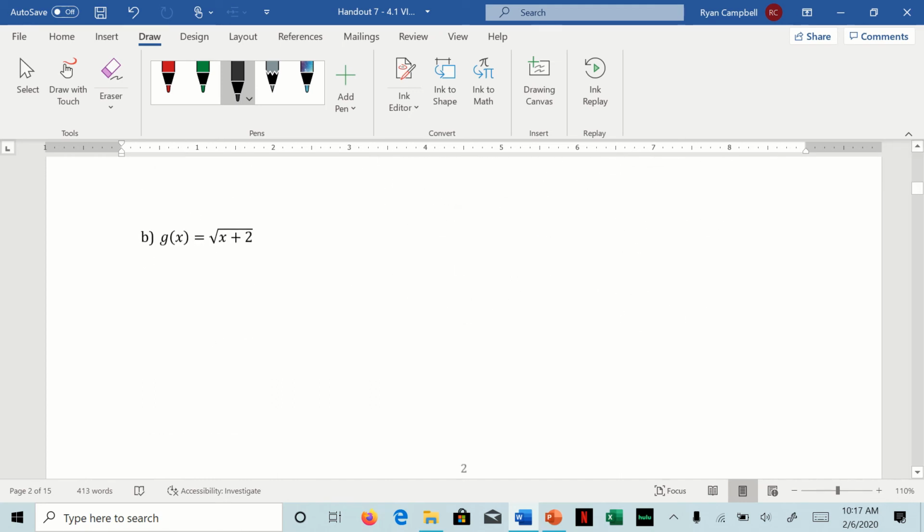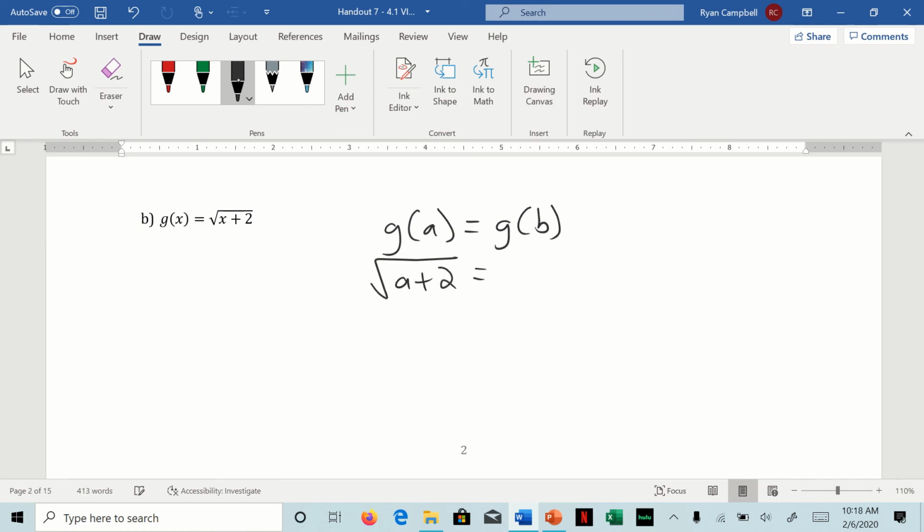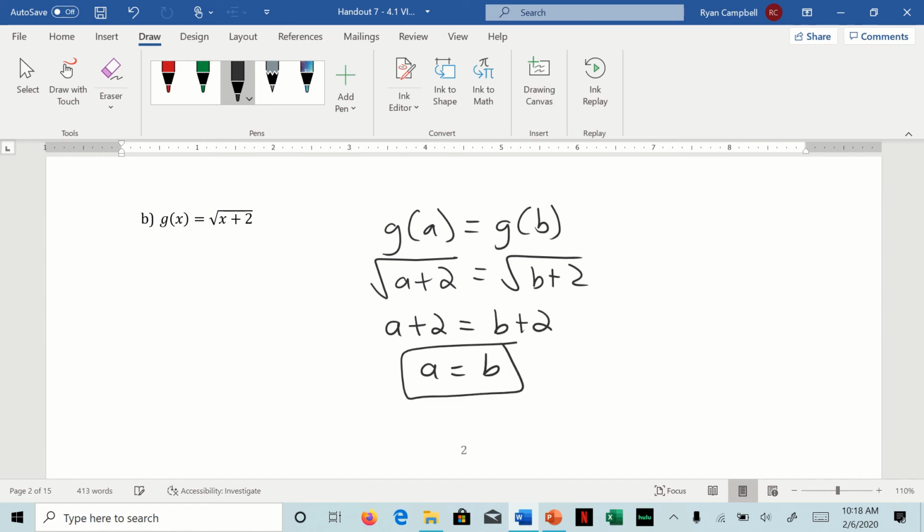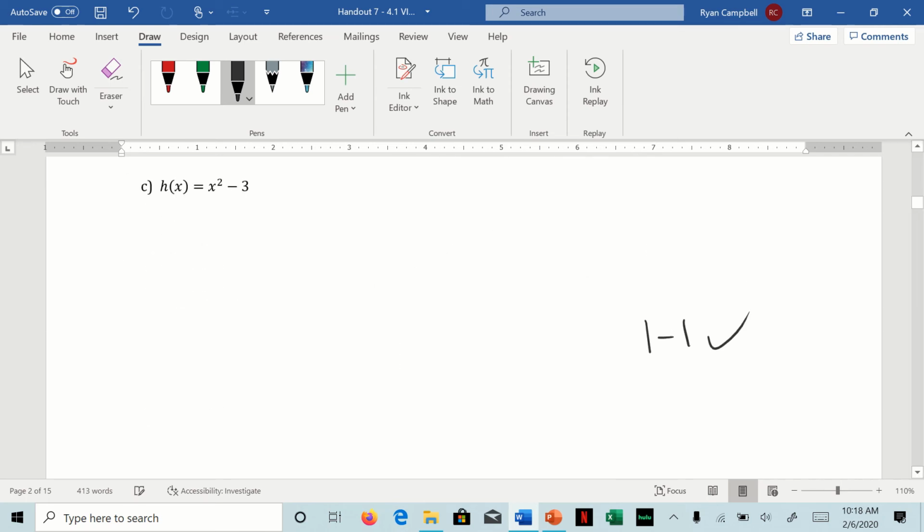Let's do another example. So g of x equals the square root of x plus 2. Once again, we assume g of a equals g of b. We can substitute that. To go further, we can square both sides. So we get a plus 2 equals b plus 2. And then subtract 2, a equals b. All right, we got what we wanted again. So one-to-one. All right, let's try this last one.